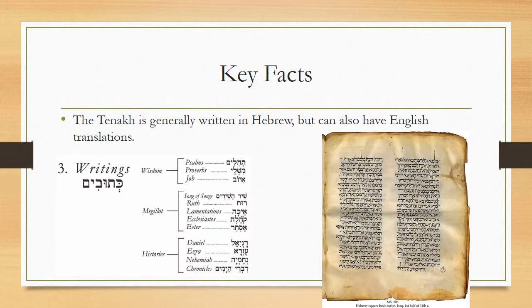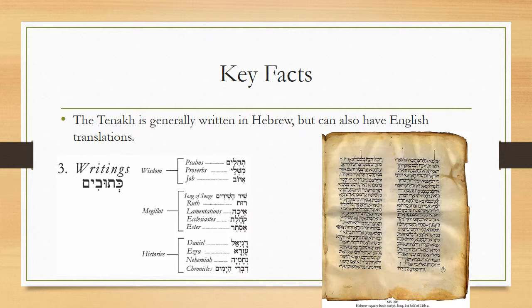Some key facts about the Tanakh is that it is generally written in Hebrew, but can also have English translations, as seen in the previous slide. On the left-hand side, we have an example of the contents of a Tanakh. So, we have the Hebrew on the right-hand side, as well as the English translation on the left-hand side.